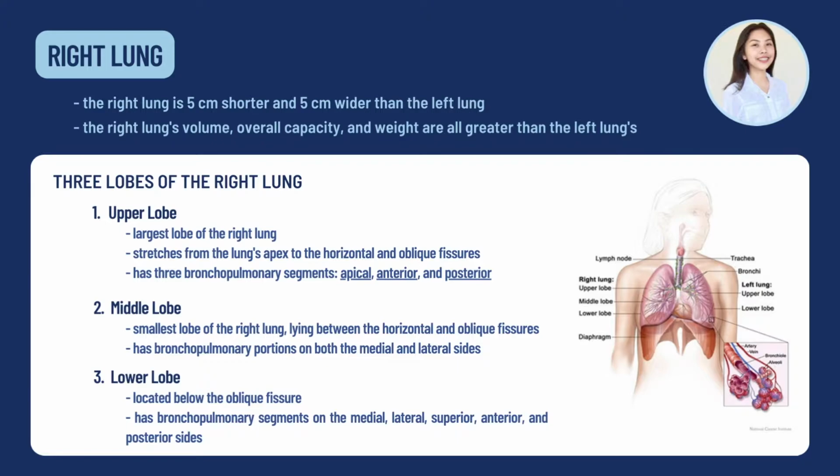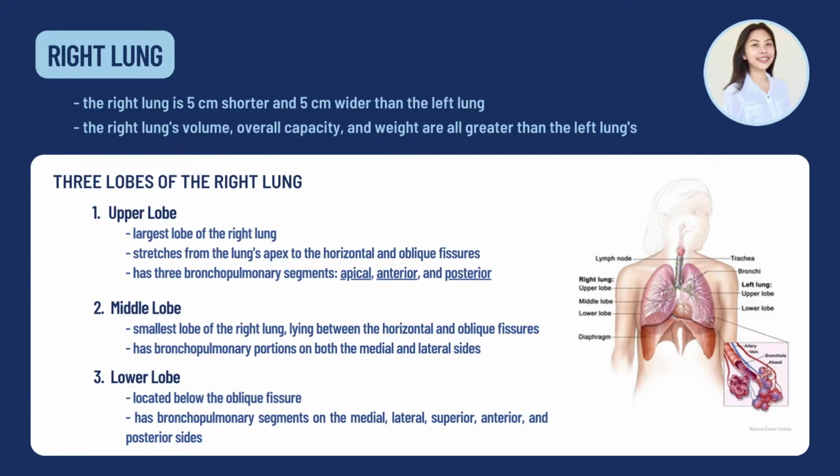For the right lung, to accommodate the diaphragm, which rises higher on the right side over the liver, the right lung is 5 centimeters shorter than the left lung. It is also 5 centimeters wider. The right lung's volume, overall capacity, and weight are all greater than the left lung's.